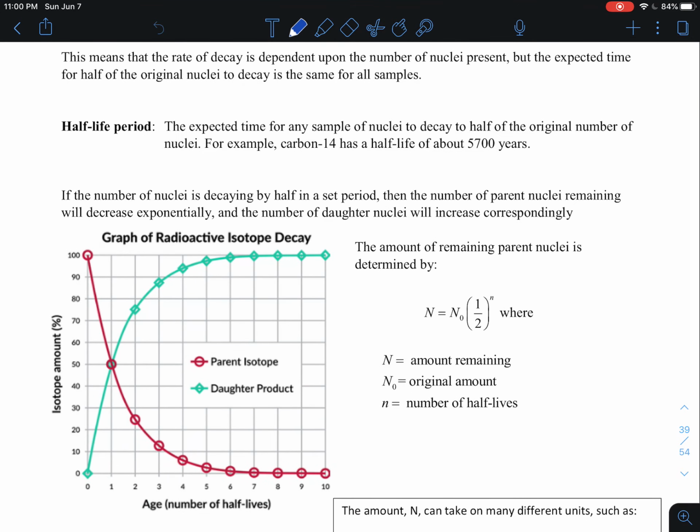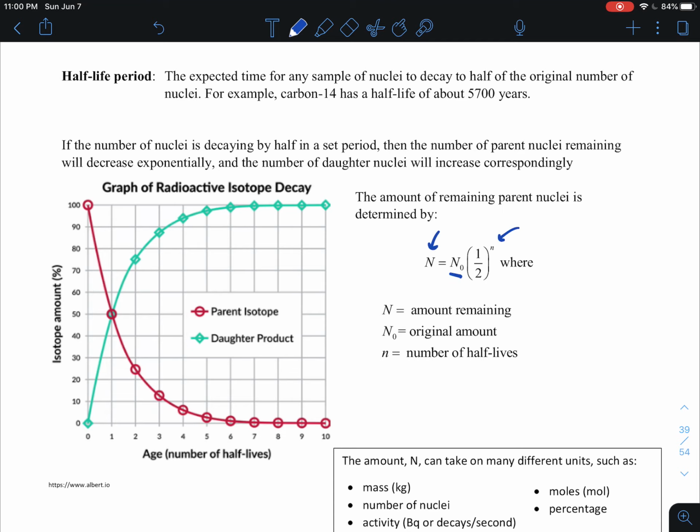So you'll see that we will be using this equation here, where N is the amount remaining, which is often what we're solving for. And N naught is the original amount. And we're using 1/2 to the power of n, where n is the number of half-lives. Sometimes we'll say that n could also be the time divided by the half-life time. So we'll call this t half-life. So if there's 10 minutes and the half-life is every 5 minutes, well, 10 divided by 5, that little n value would be the answer of 2 in this case.